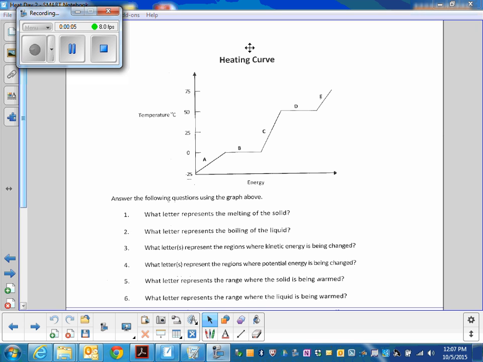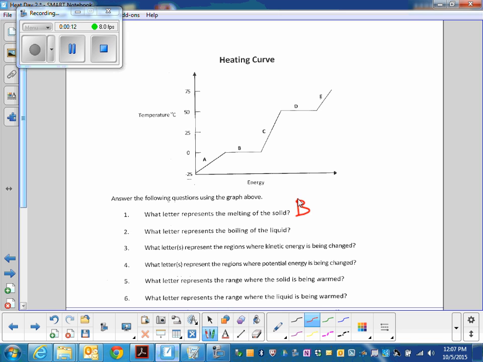Starting with Nicola at the end. What letter represents the melting of the solid? B is correct. Jeff, what represents the boiling of the liquid? D is correct. Which letter represents the region where the kinetic energy is being changed? A, C, and E. All three regions, because the definition of temperature is average kinetic energy. They're one and the same.